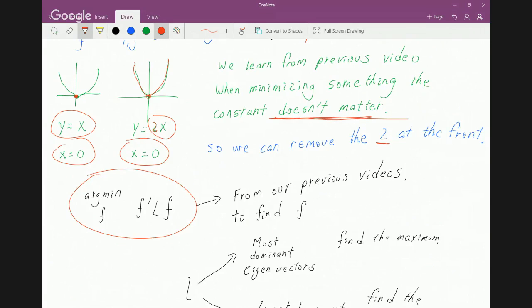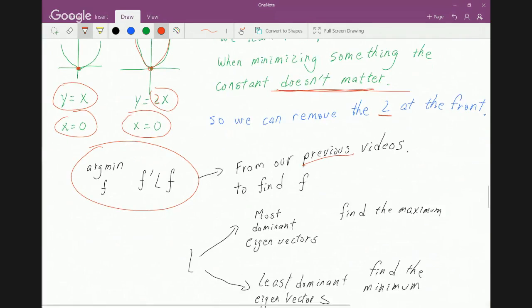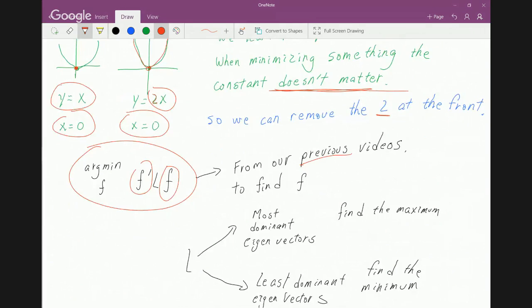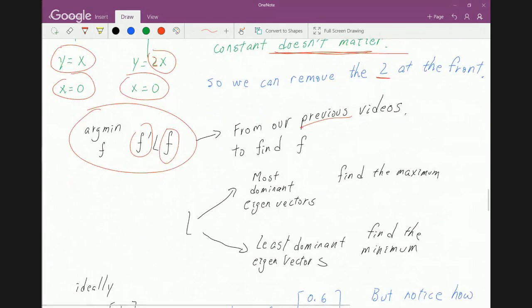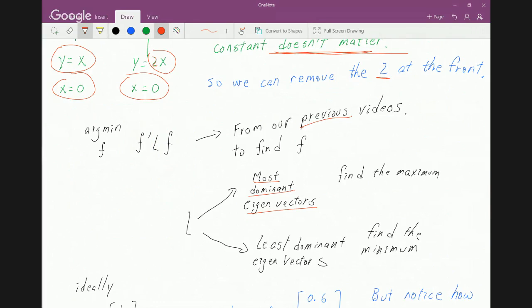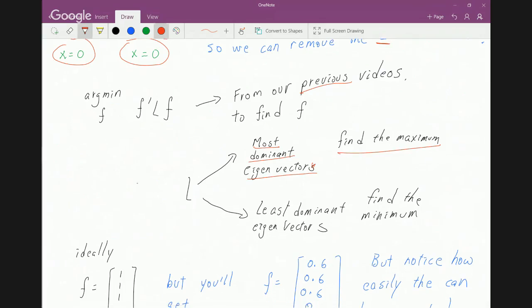And from our previous video, you might remember how we find this f when we're trying to minimize it. If we're trying to maximize this whole expression, we will find the most dominant eigenvector, a single one. And that will give you the maximum. And if you use the least dominant eigenvector, or the smallest eigenvalue's eigenvector, you will find the minimum. So that's all you do. Now you basically found a solution that you want.